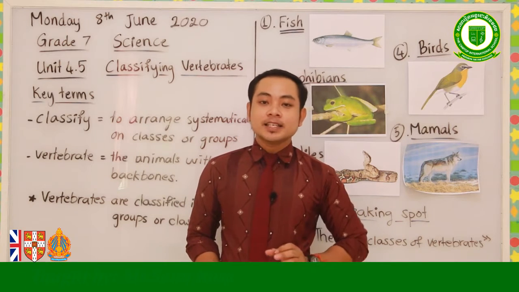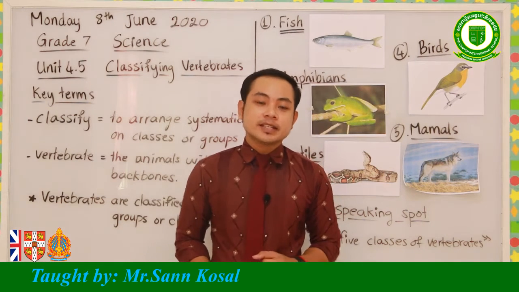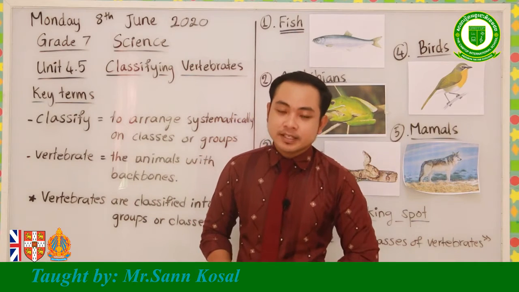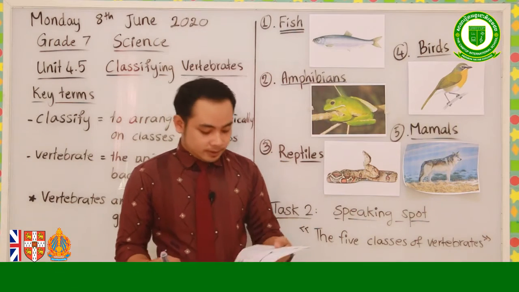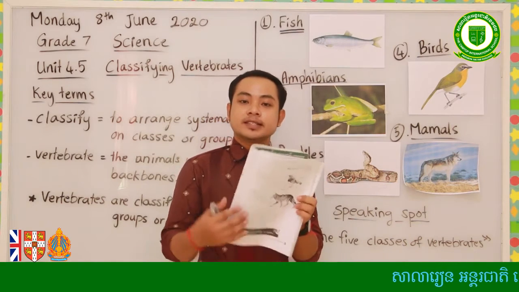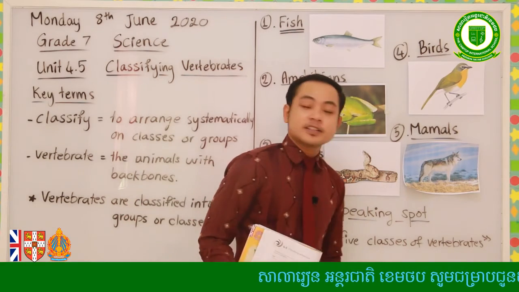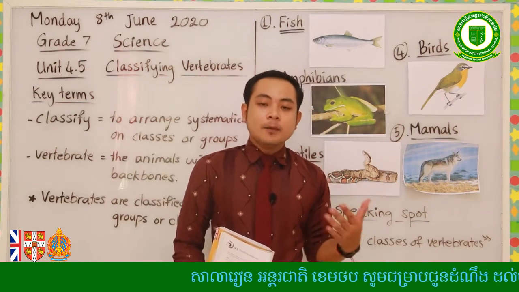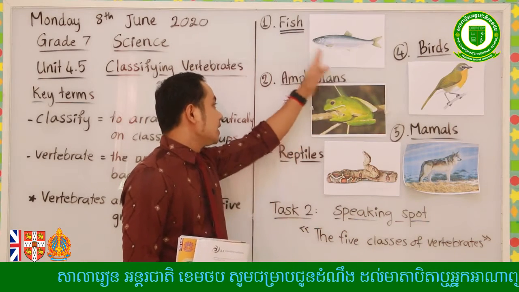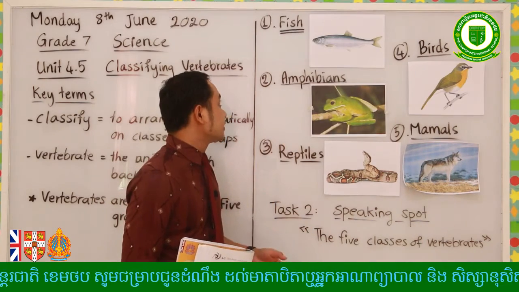In this clip, I'll give you task 2 to complete. Your task 2 today is about speaking. So we have a speaking activity. Please open your science book to page 62. You will see your lesson, and your topic is about the 5 classes of vertebrates. That means I want you all to explain or describe these pictures or these 5 classes of vertebrates.